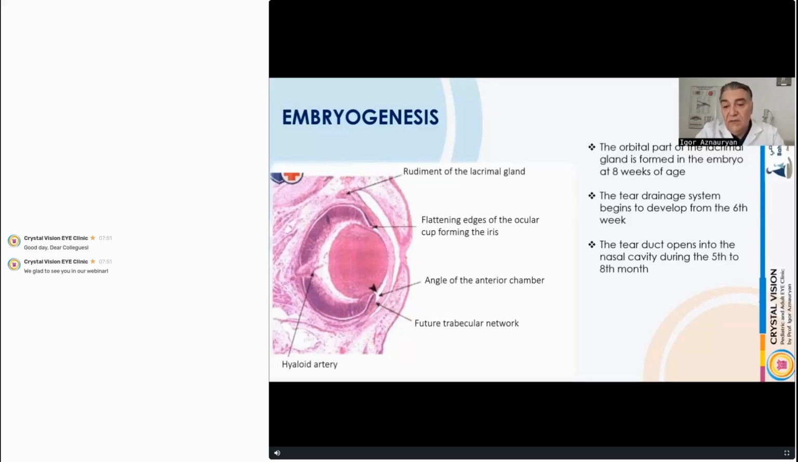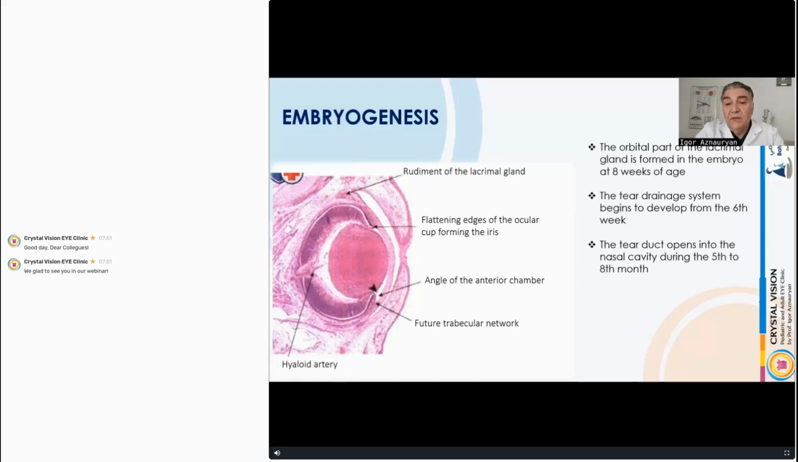Well, let's start from the very beginning with embryogenesis. The orbital part of the lacrimal gland is formed in embryos during the 8th week. The tear drainage system is formed from the 6th week of embryogenesis. The lacrimal canal opens into the nasal cavity during the 5th to 8th month of intrauterine life. It is important to understand this.